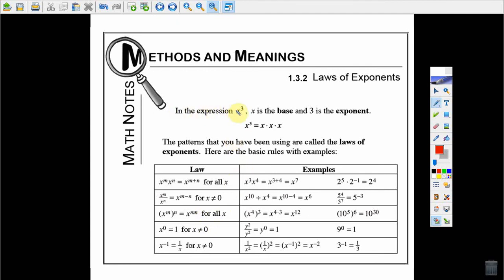So let's start off. In the expression x to the third, you need to know that x is the base and 3 is the exponent. So whatever's being raised to that exponent is the base, and the number there or variable is the exponent.